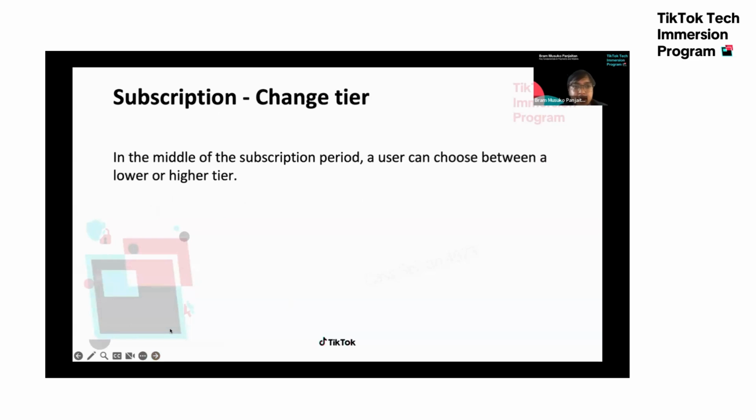Okay, also this one is for the subscriber perspective. They can change their tier. For example, if the host has three tiers, silver, gold, or diamond, users can change from silver to gold or gold to diamond in the middle of the subscription.